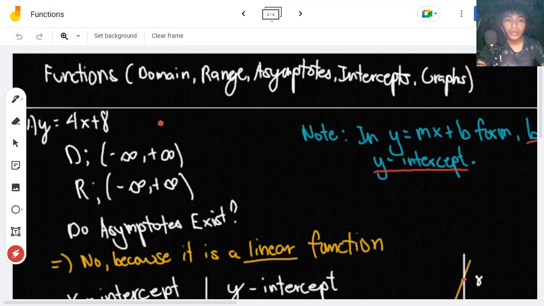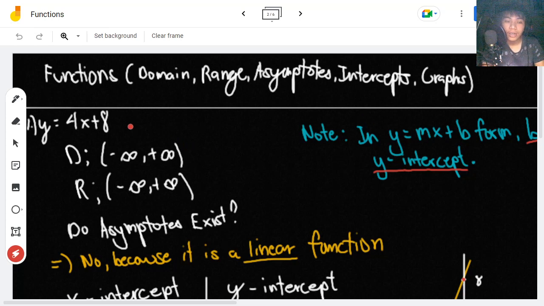For our first example, number 1, we have y equals 4x plus 8. Now you might wonder how we will get its domain and the range, the asymptotes, the intercepts, as well as how we can graph it. So it's all here. The domain of the function is basically the x. The domain is all the possible values of x that will give you a defined answer.